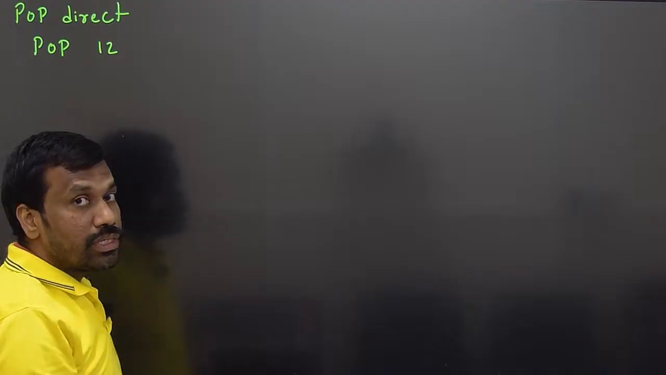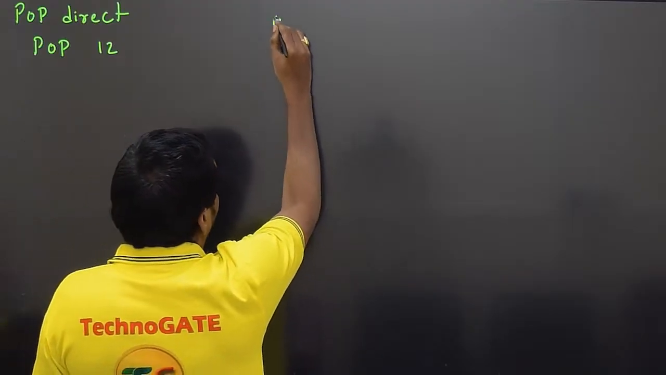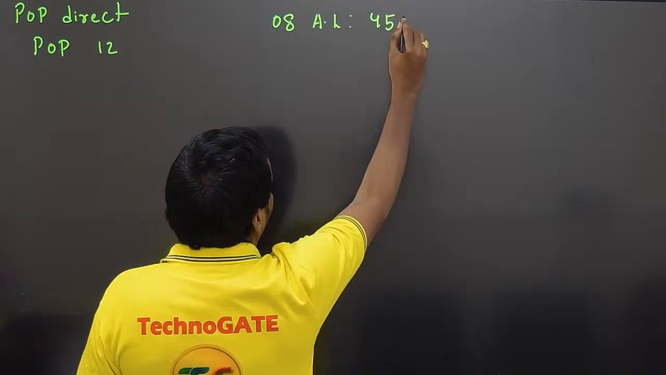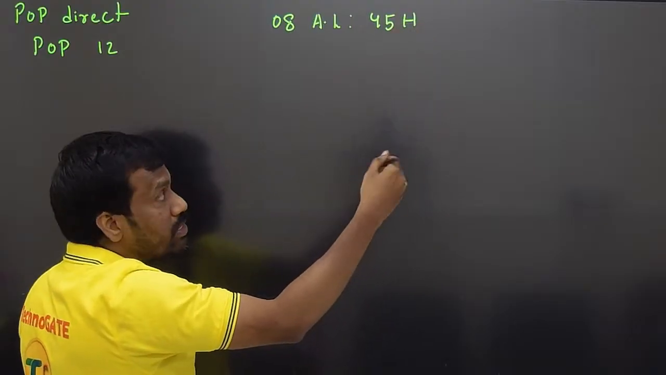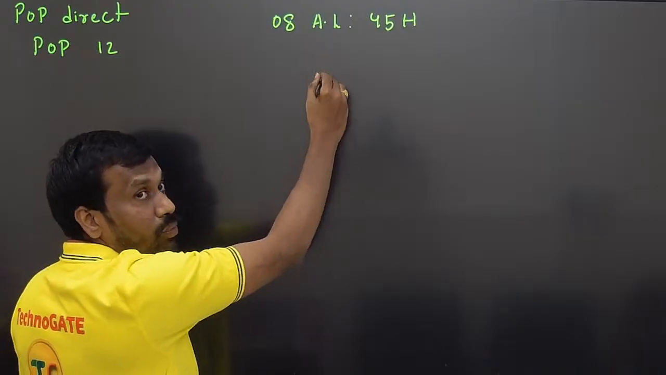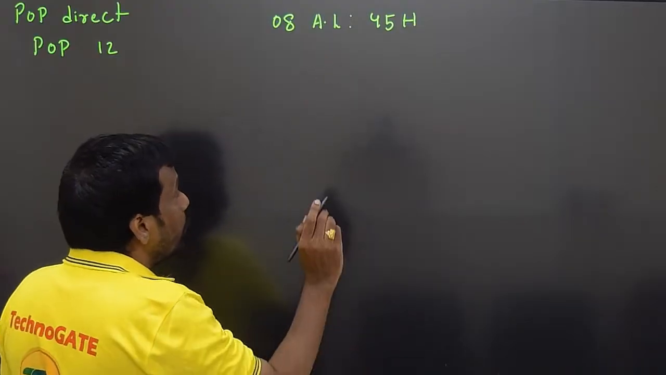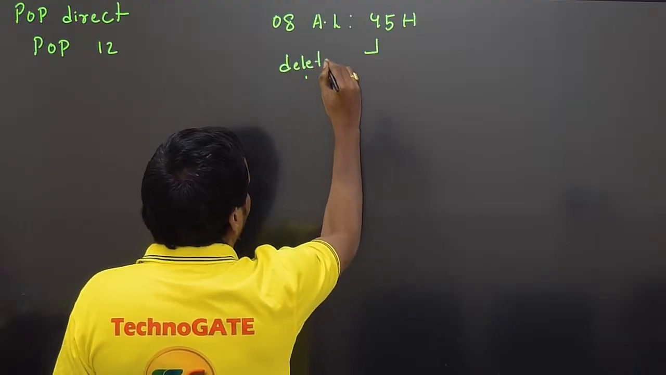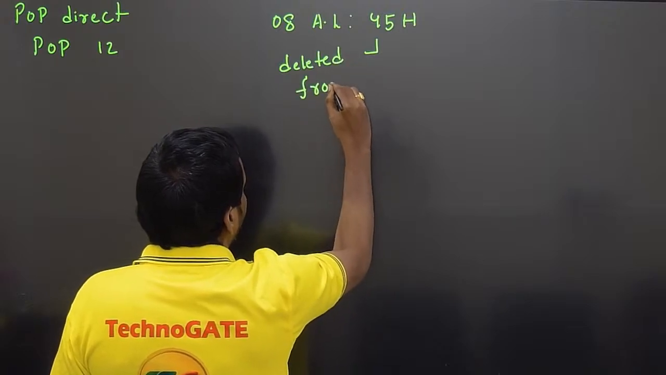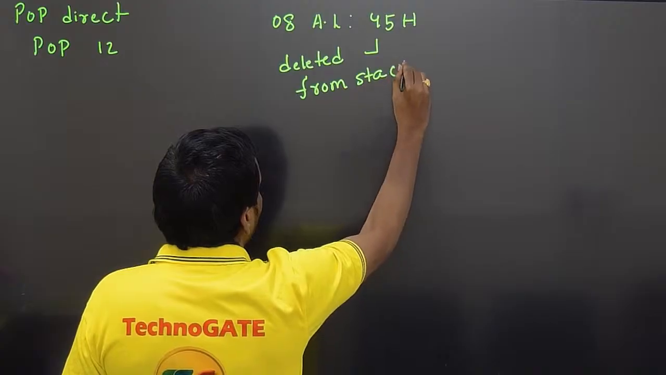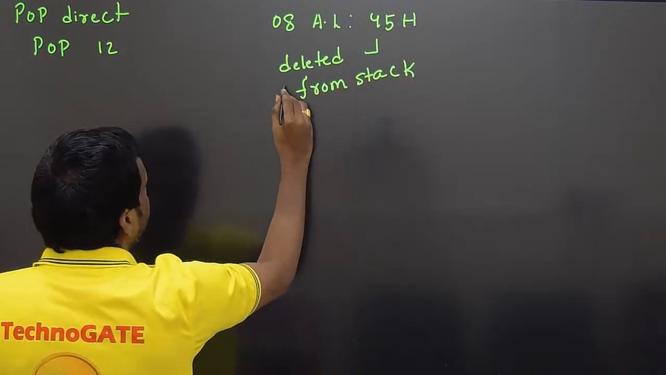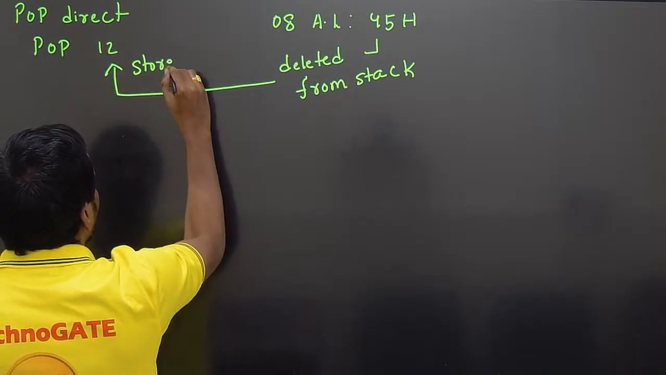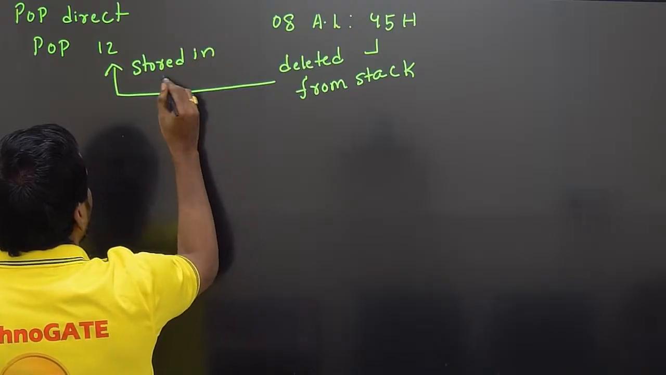Okay, so what happens here? In the 08 address location, what is there? 45 is there. Okay, in the previous slide, I explained you 08 address location. What is there? 45 is there. Now this 45 will be deleted from the stack. Okay, and this 45 will be stored in the 12 address location.